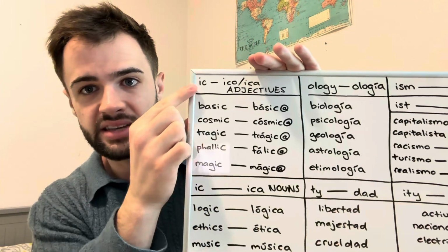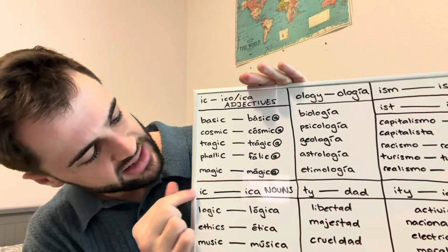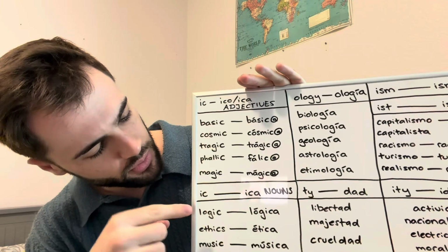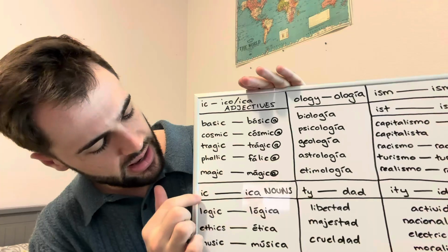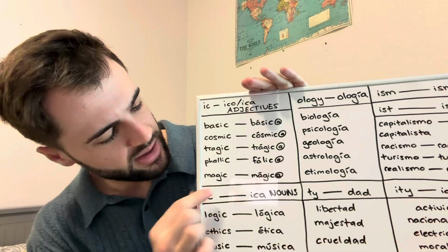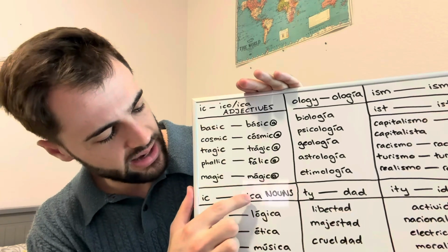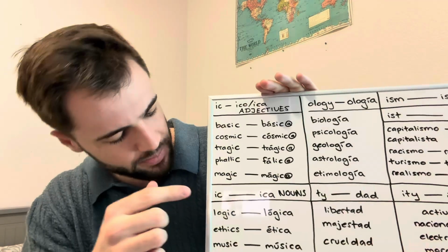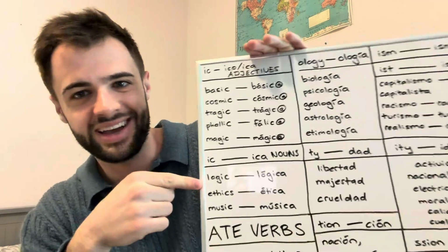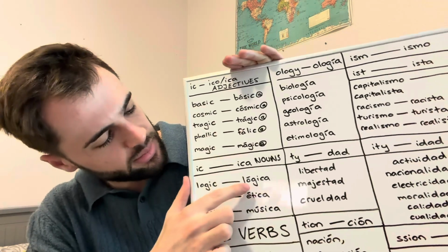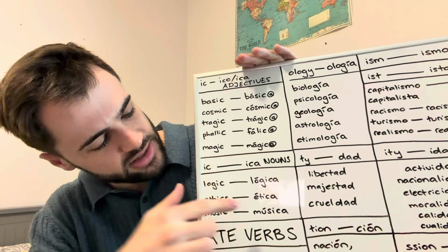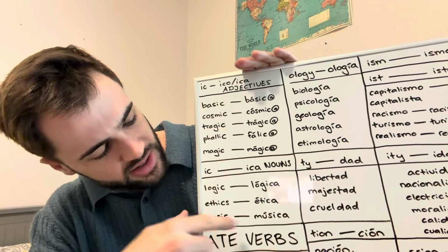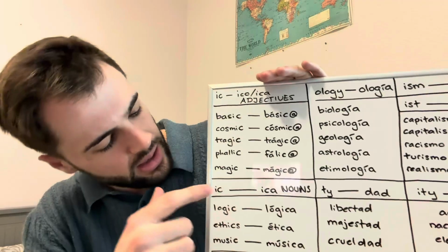Remember, this one is IC for adjectives, and this one is IC for nouns. So we have a different rule here. IC, when it's a noun, is going to end up usually being ICA, with very little exception. Logic becomes lógica, ethics becomes ética, music becomes música.